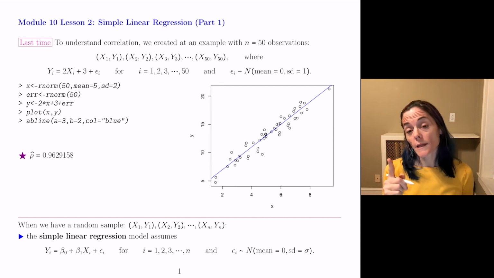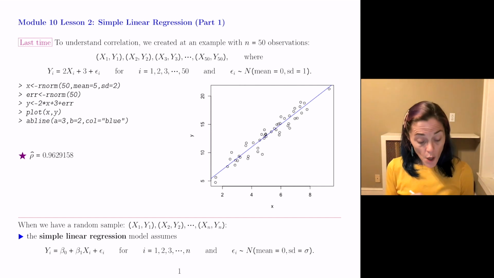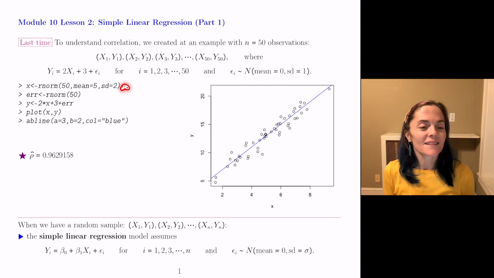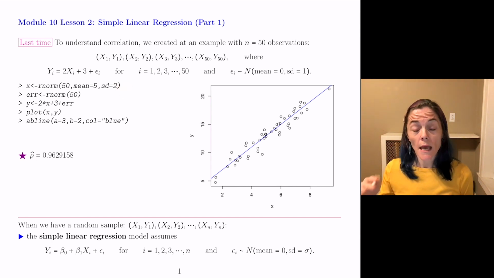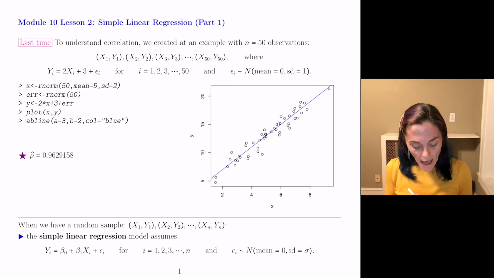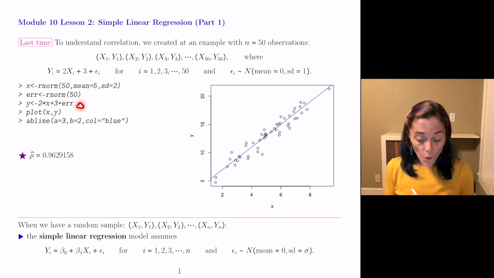To understand correlation, I created this example with 50 observations paired here, where I started off with a random sample of size 50 from the normal distribution, mean 5, standard deviation 2. These were the x1 through x50. I created this error vector. This is standard normal distribution. Then the y1 through y50, well, I took 2x plus 3 plus the ith entry in the error vector.